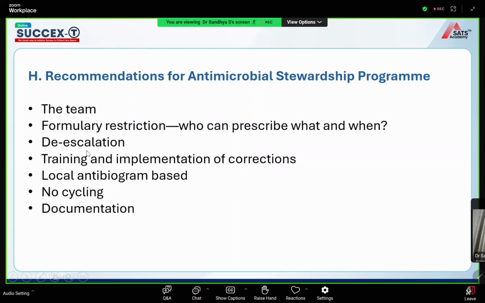And training is always needed. But if you are only training and you are not ready to implement the corrective measures, it's of no use. So a strict method to implement the corrections has to be in place. And all the antibiotic stewardship program should be based on the local antibiogram. And cycling of antibiotics is not found to be useful. And documentation of all of this is important for further training and purposes.